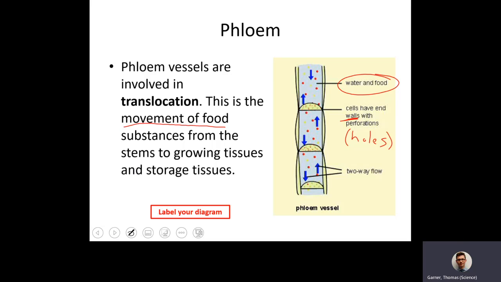And the third feature, the xylem only goes from the roots to the leaves. The phloem can go both ways. Okay, it can go both ways because if we imagine this is the phloem, and then further up we've got some kind of leaf here.